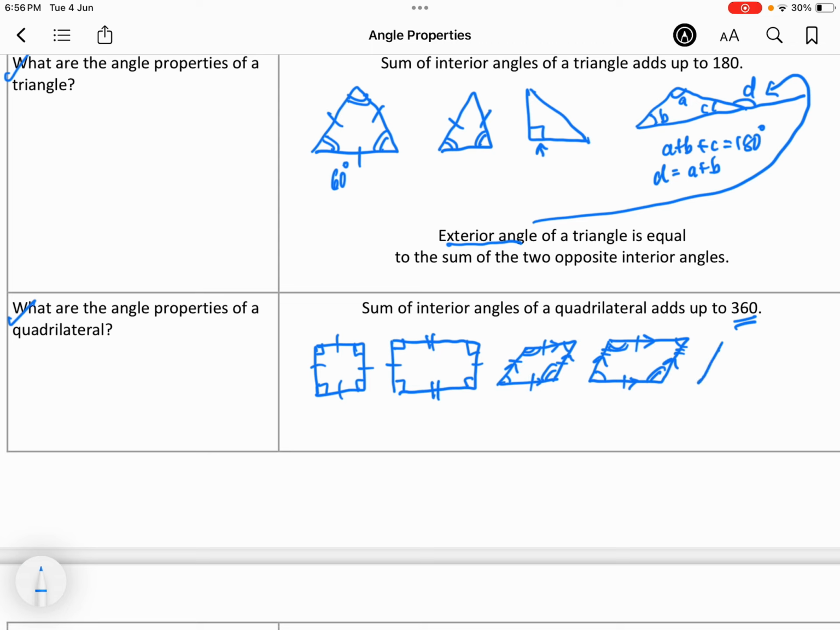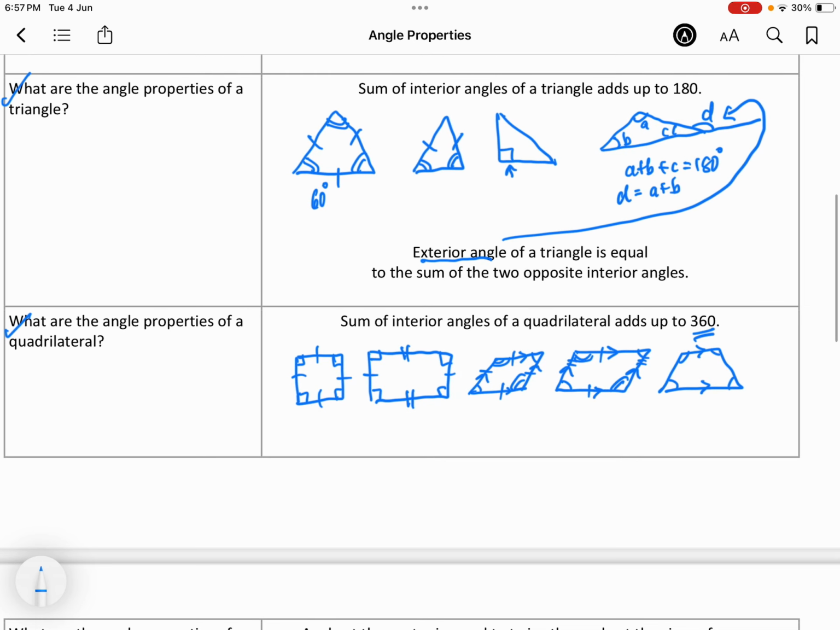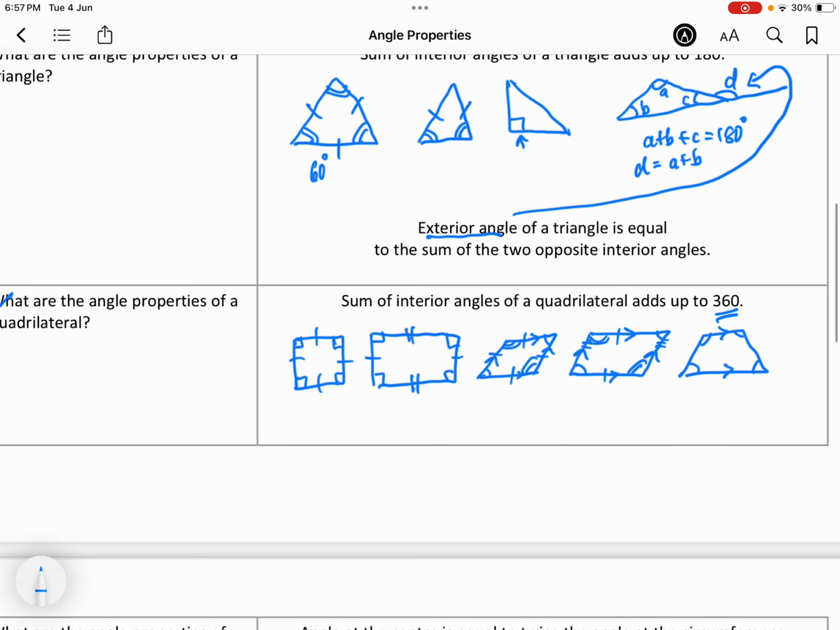You can also have the trapezium, which is characterized by only one pair of parallel sides. And whichever angle it is given, the angles add up to 360. So if you have A, B, C, D, then angle A plus angle B plus angle C plus angle D is equal to 360.